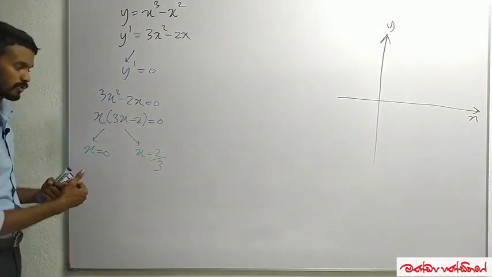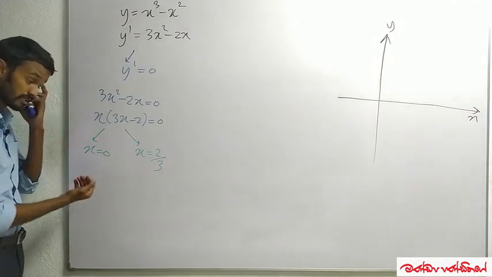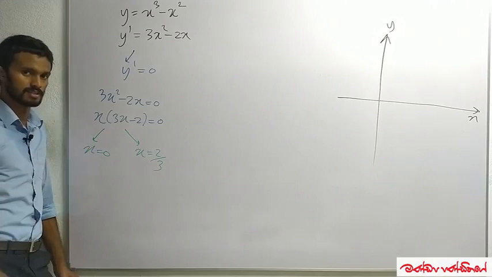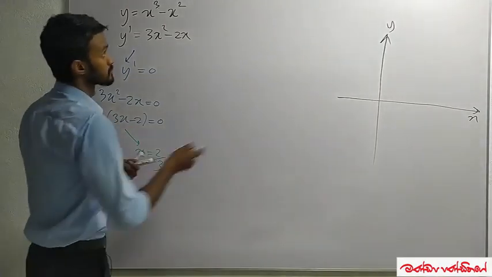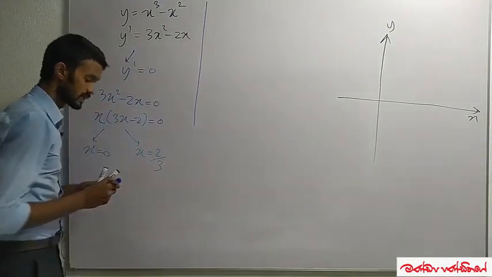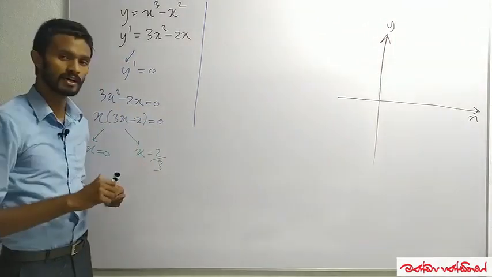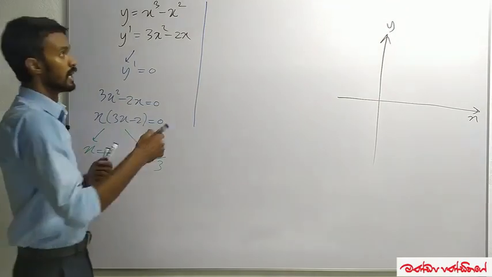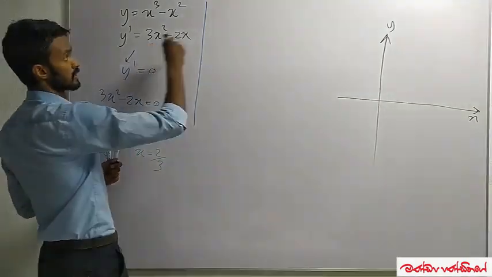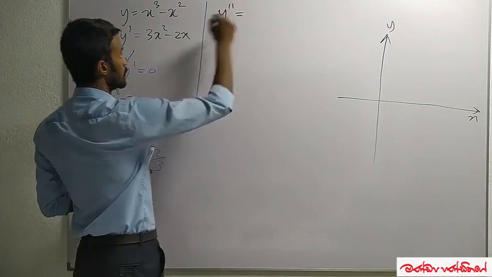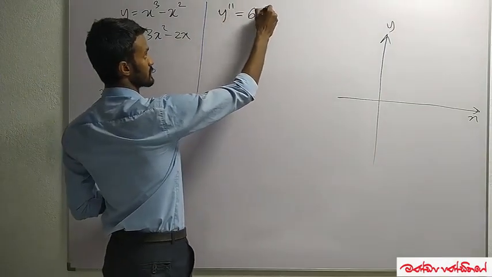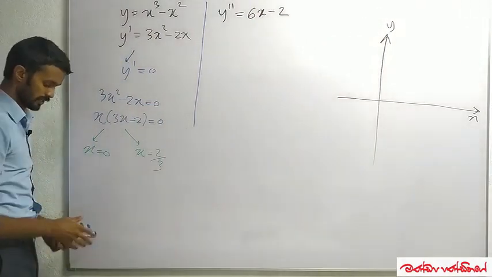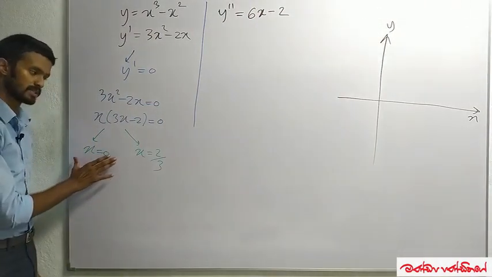Okay, so we know how to find whether this is a local maximum or local minimum using the first differentiation. Now I'll teach you how to get it by the second derivative, the applications of the second derivative. I'm finding the second derivative: 3x squared differentiates to 6x, and minus 2x gives minus 2. In the first step, we got two turning points in the graph.